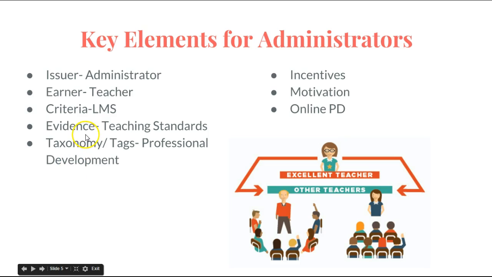So some key elements for administrators, again using those standards: the issuer could be the administrator, the earner could be the teacher, the criteria again would be the LMS, the evidence could be the teaching standards, and the taxonomy could be a professional development that administrators do need to provide to teachers. This again provides incentives and motivations for teachers to go to the PDs that are required. And it could also provide an online way of providing professional development. Oftentimes, professional development isn't scaffolded for teachers, and in this way, the badging system could scaffold the professional development.